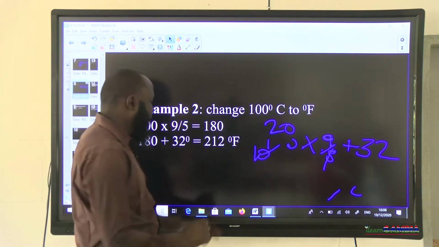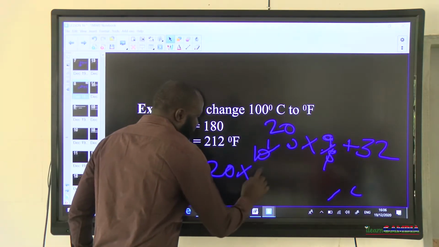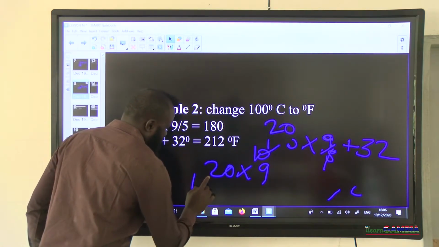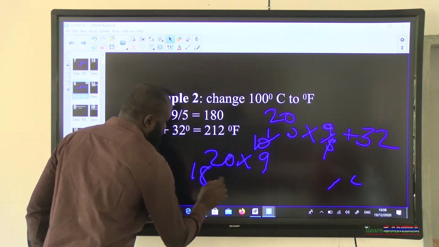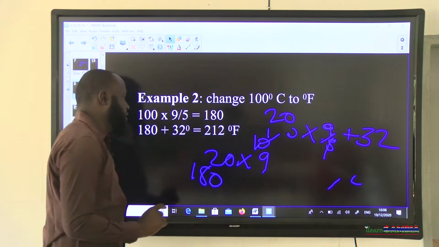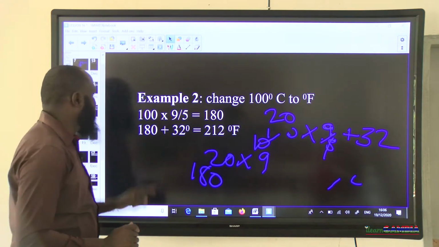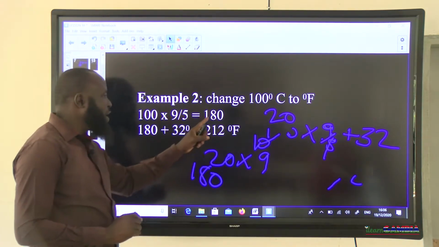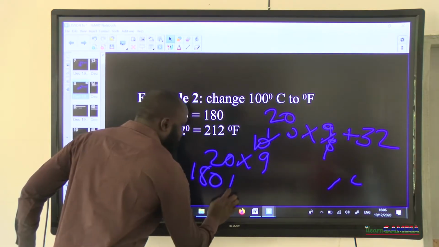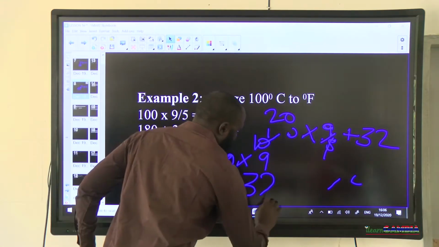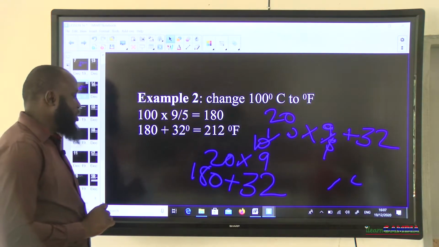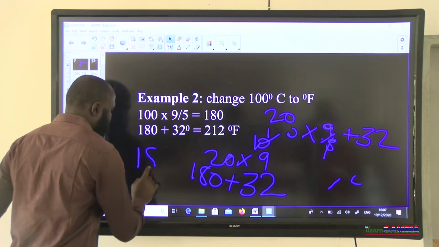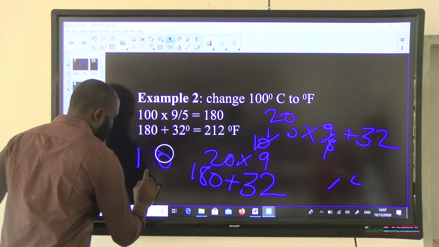Is that clear? 20 times 9. 9 times 2, 18, and you bring in the 0. This is 180. Is that clear? So it means 100 times 9/5 is equal to 180, which is written here. Now this 180 is going to be plus 32. Where do we get the 32? That is from the formula. 32. Are you there? Now 32 plus 180.